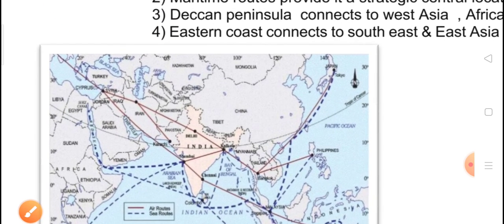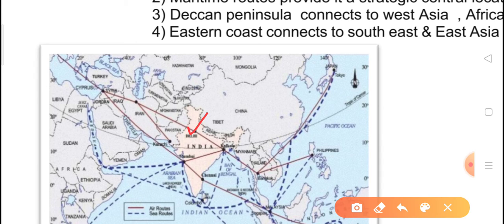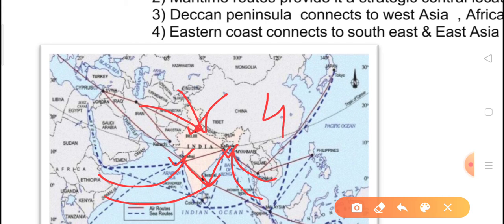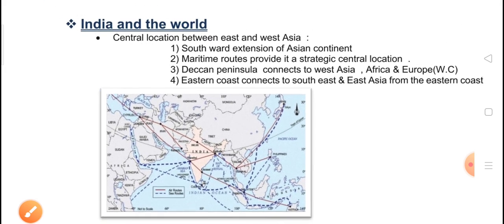Now, India also has four main points which connect it to the world, and they are Delhi, Mumbai, Chennai, and Kolkata. Delhi connects India to the world through land routes, but Mumbai, Chennai, and Kolkata connect India to other countries through sea routes and air routes. So these are the four main points of India: Delhi, Mumbai, Chennai, and Kolkata.